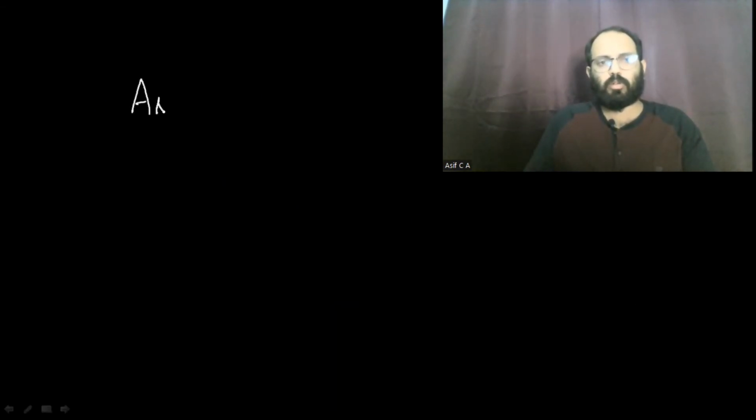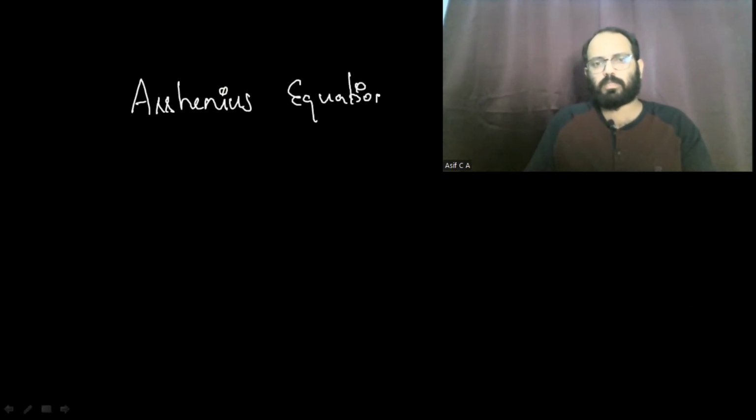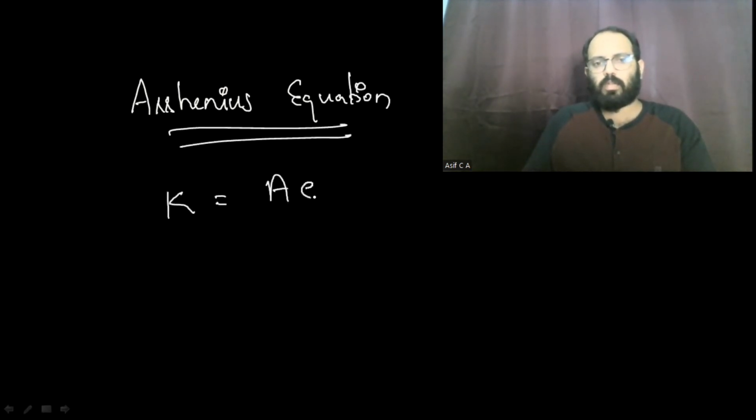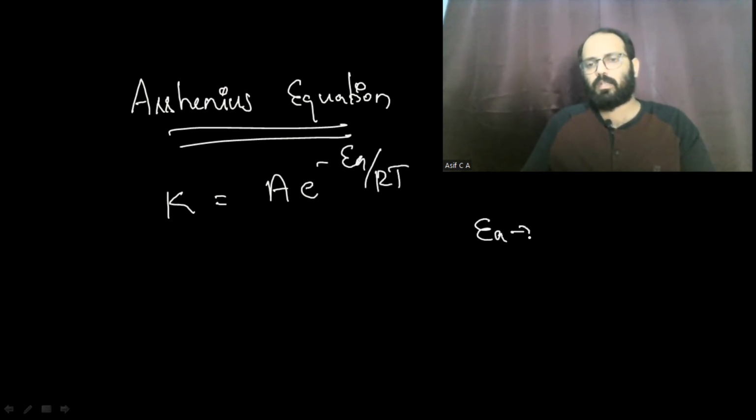Now we have to talk about Arrhenius theory, the Arrhenius equation. That is the last equation we have to discuss. K is equal to A e power minus Ea by RT. Ea is activation energy, the energy needed for the reactant to convert into product.